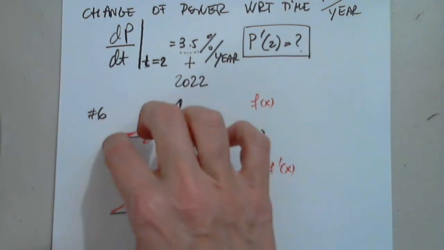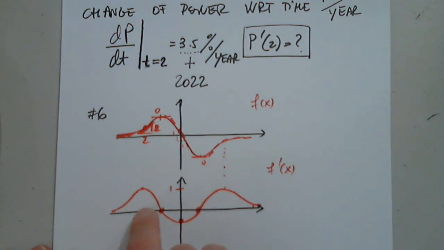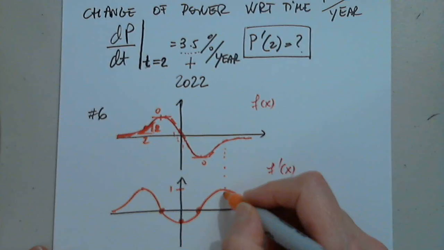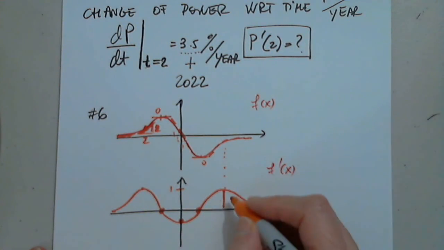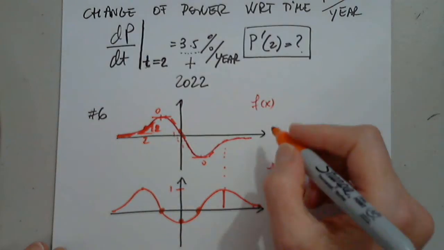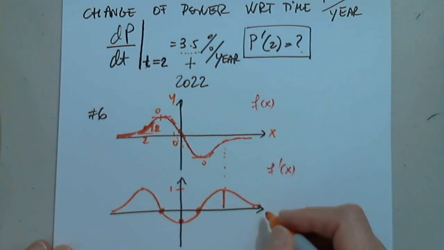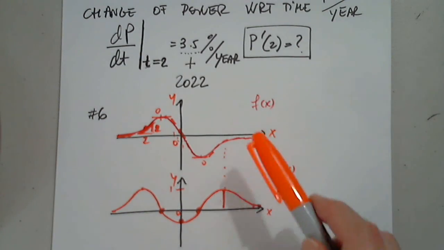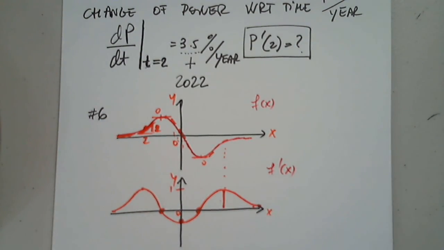For any point here, this height represents the rate of change. So here is the maximum. I don't know what it is. It could be 1, it could be 2. So that's how we look at graphing, given a function, an estimate of the graph of its derivative.